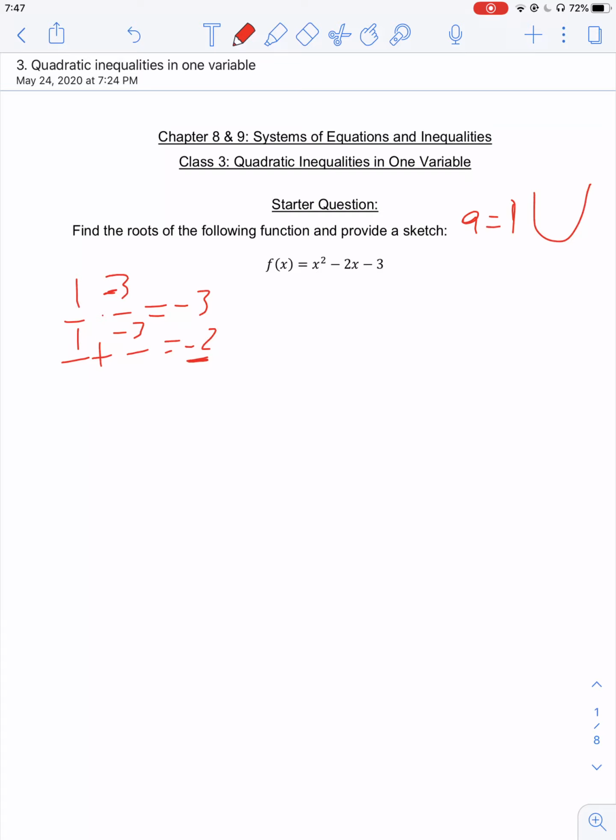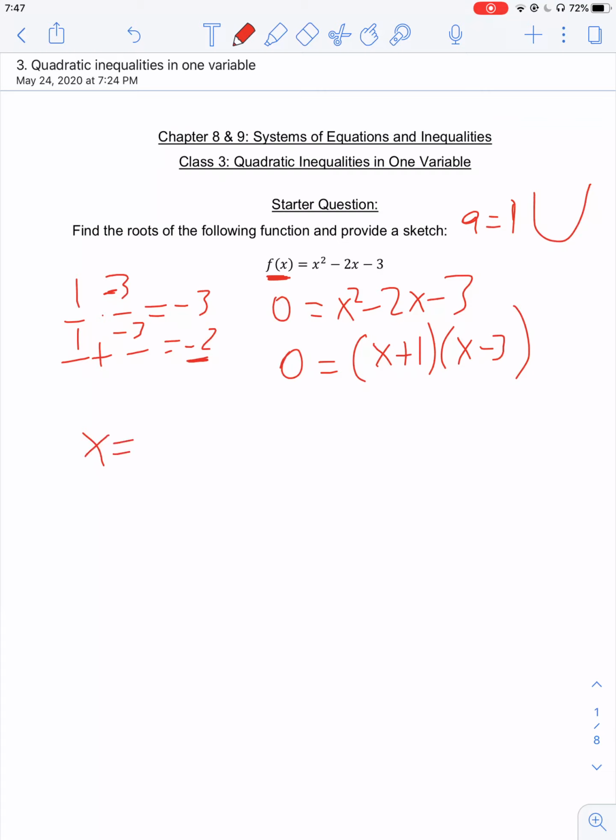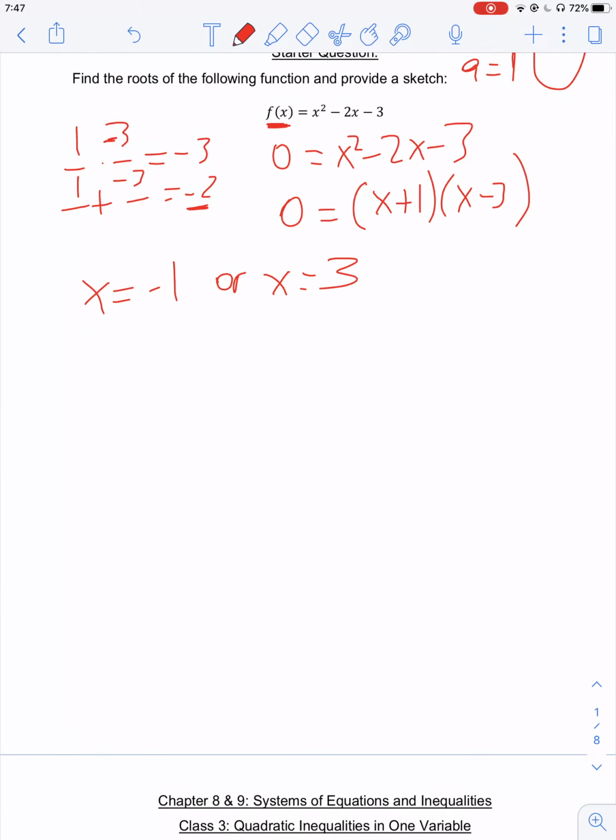I'm looking for the roots, which means I'm going to replace f of x by 0. I'm looking for when my function equals 0. Then I'm going to use factoring to solve this. So (x + 1)(x - 3). If you solve for x, which I'm not going to do because it should be fairly obvious by now, x is either equal to -1 or x is equal to 3. And this is how you would sketch this quadratic function.